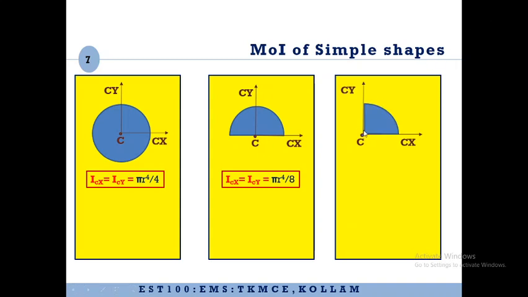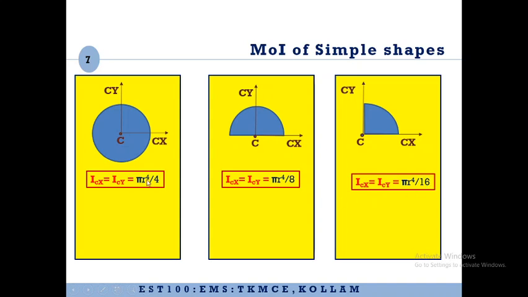So again the axis remains the same, an axis passing through the center of the quarter circle. So can you guess the value? If it is half for a semicircle, it is going to be 1/4 that for a quarter circle. Therefore Icx and Icy is going to be pi r raised to 4 by 16.